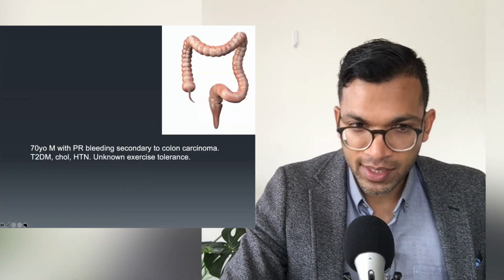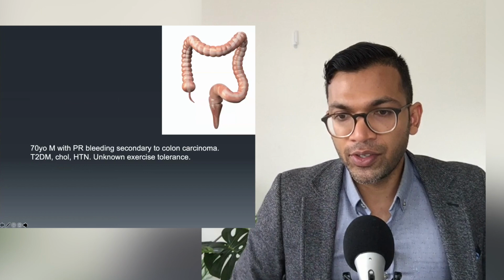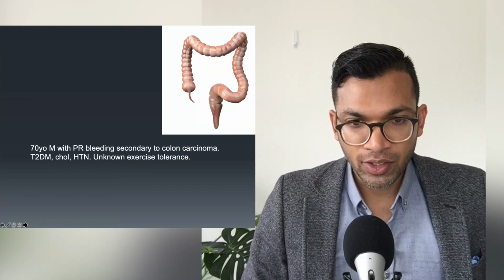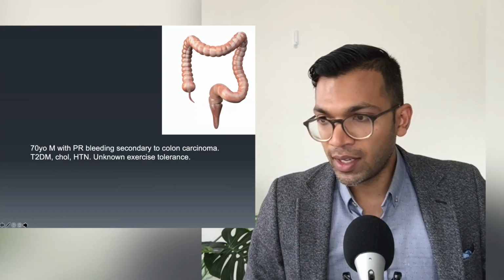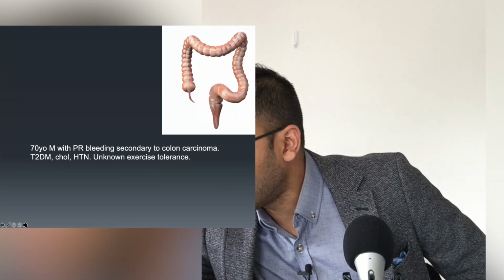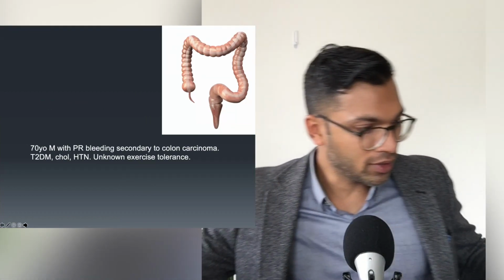That's really good. Next one, 70-year-old male, PR bleeding, secondary to colon carcinoma. A lot of stuff going on there, unknown exercise tolerance. Again, take 30 seconds, and I'll ask Lauren at the end of 30 seconds what you want to do.